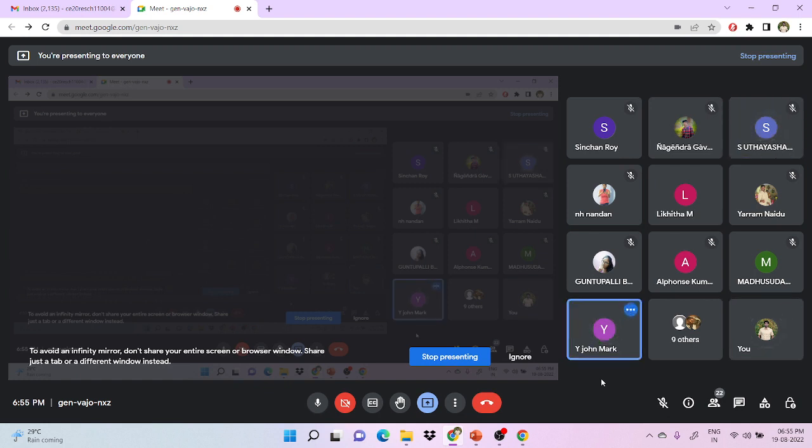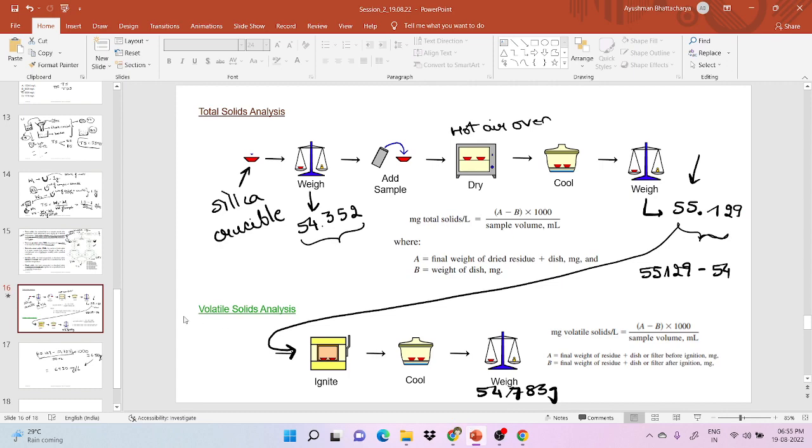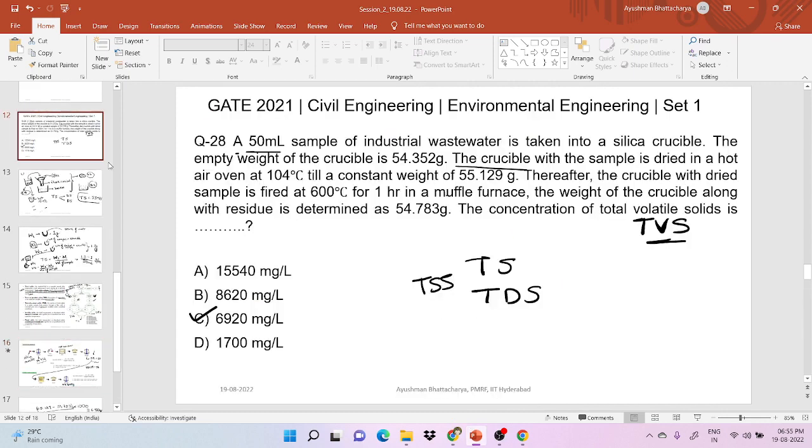Sir, regarding the question, the Celsius and the duration are just for the question's sake, right? In the muffle furnace, they have mentioned 600 degrees Celsius. We didn't consider those. We are considering the weight. We don't have to consider the 600 degrees and one hour thing. It is a procedure for knowing the volatile solids which are present in your sample. We are concerned only about the weight, what is the weight after muffle furnace and before muffle furnace.